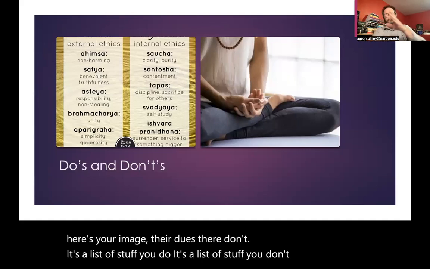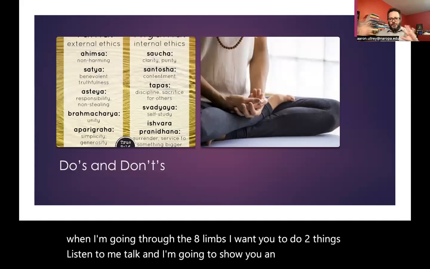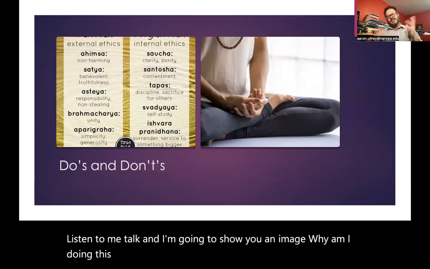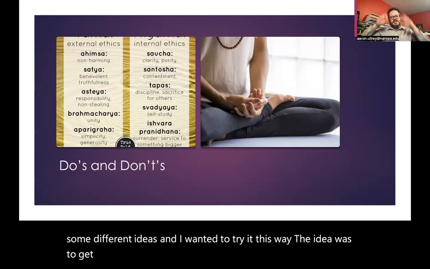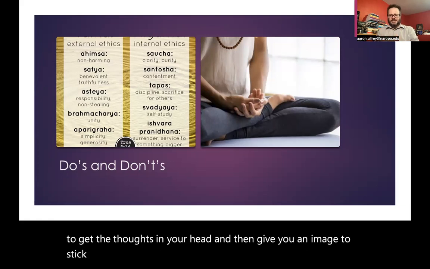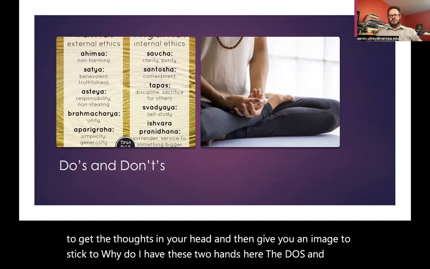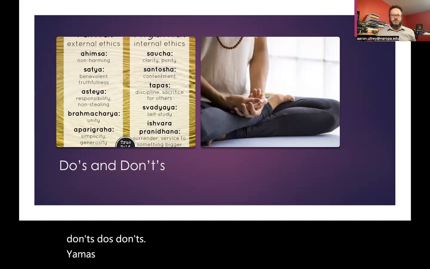Now, when I'm going through the 8 limbs, I want you to do 2 things. Listen to me talk, and then I'm going to show you an image. Why am I doing this? I could make the slides better, but I have some different ideas, and I wanted to try it this way. The idea was to get the thoughts in your head and then give you an image to stick to. Why do I have these 2 hands here? The do's and the don'ts. Yamas, niyamas. Do's and don'ts.